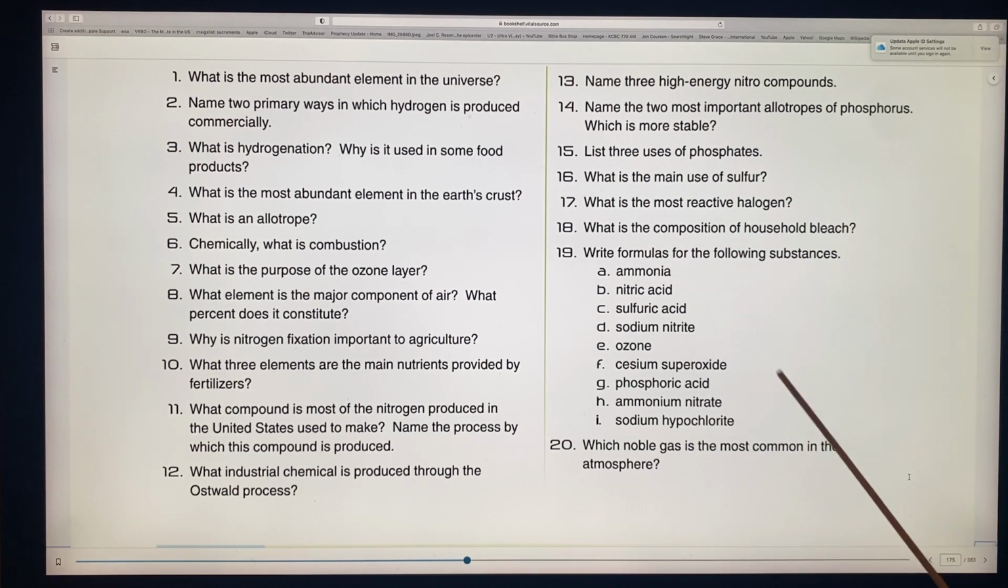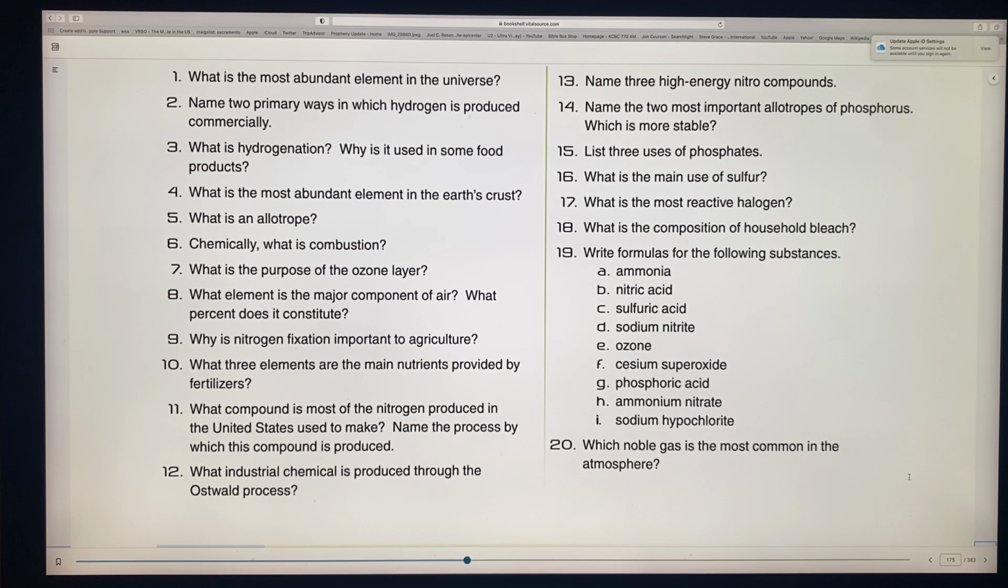Number 17, what is the most reactive halogen? I hope you knew fluorine. Fluorine, of course, is the most reactive element of all the elements, not just the halogens. Number 18, what is the composition of household bleach? When we talk of household bleach, I hope it's the hypochlorite ion. Remember that? The hypochlorite ion comes in and replaces the other elements to cause that antiseptic effect, also the bleaching, the color.